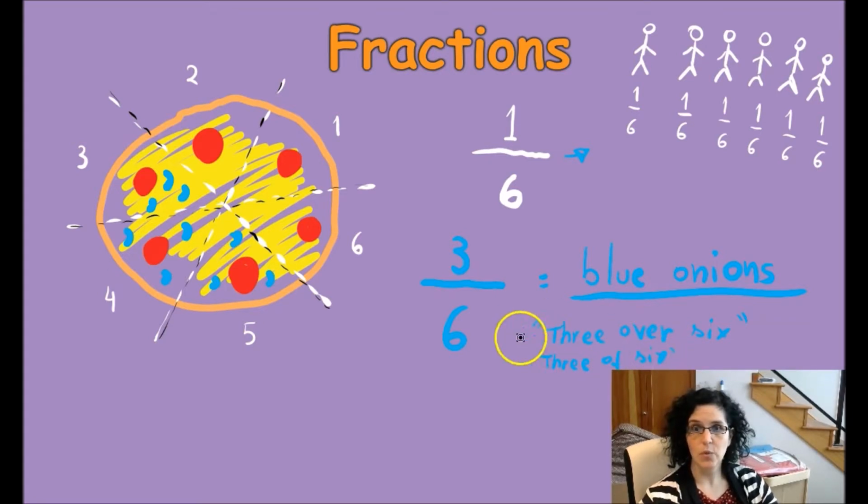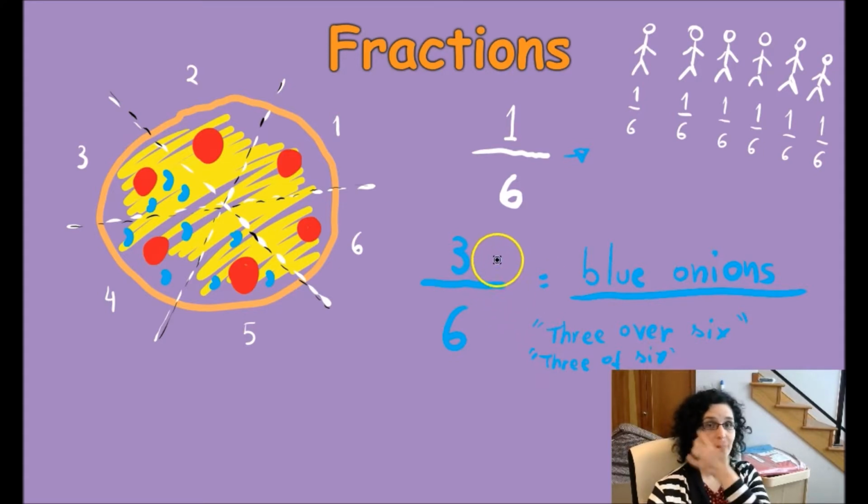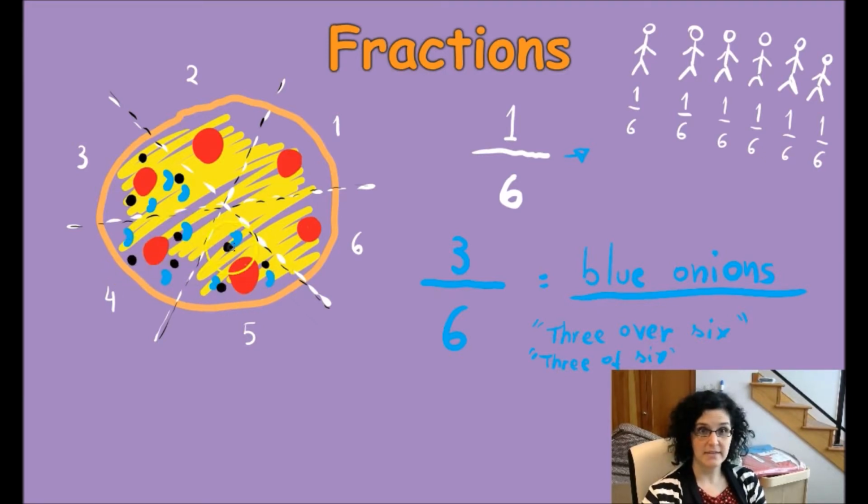Okay, so we are getting there. So that's my blue onion slices, right? And what if we figure out one more delicious topping, dried black olives. I don't know why dried. They come in a can. I guess these are dried.